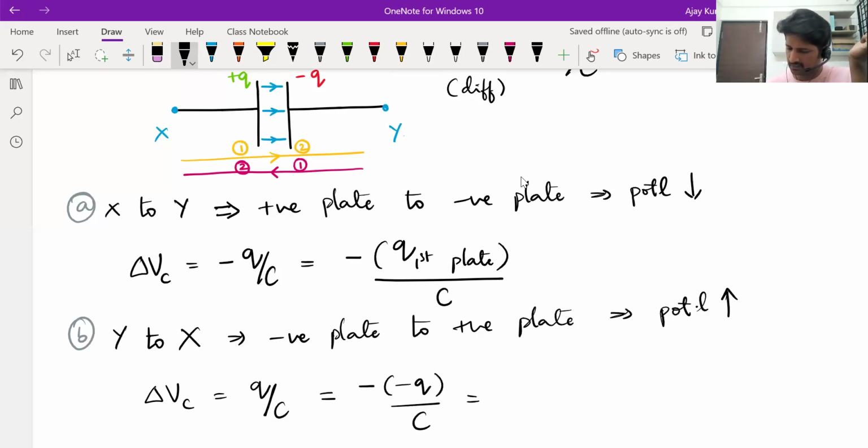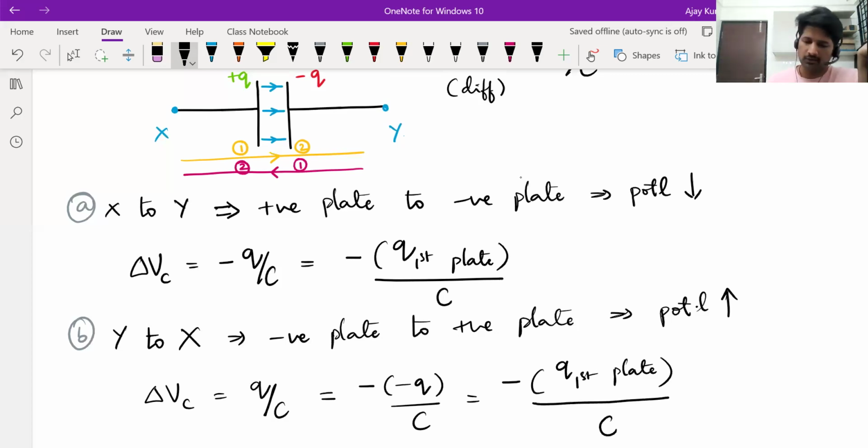And how is it helpful to write it this way? It is again negative of charge on the first plate that you come across divided by C. Now you will see that the formula is same in both cases.